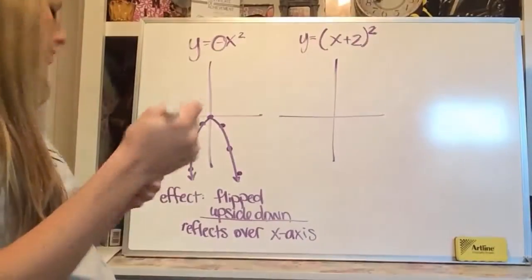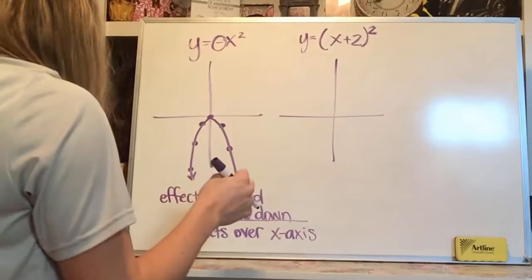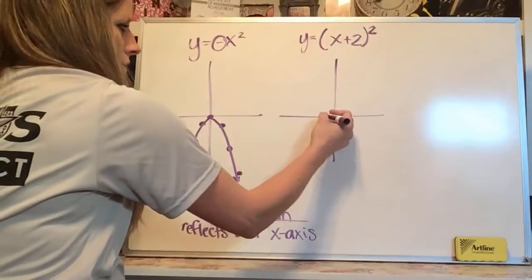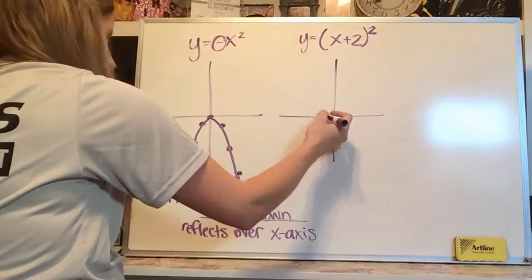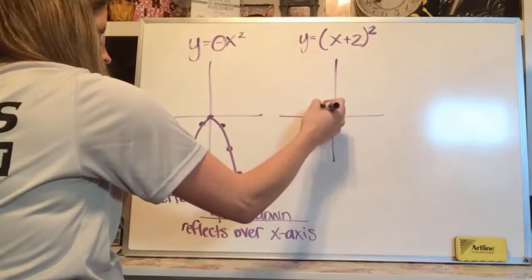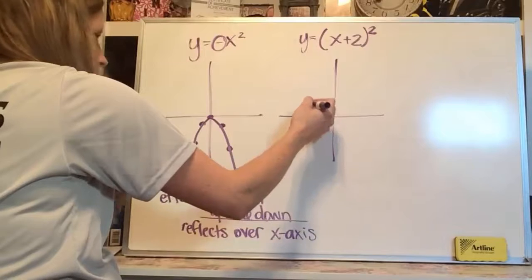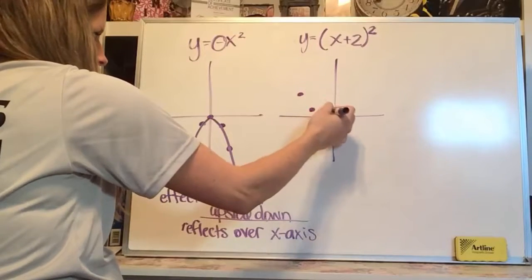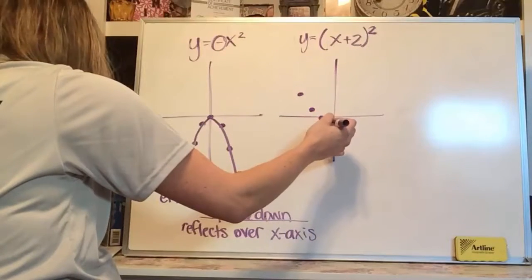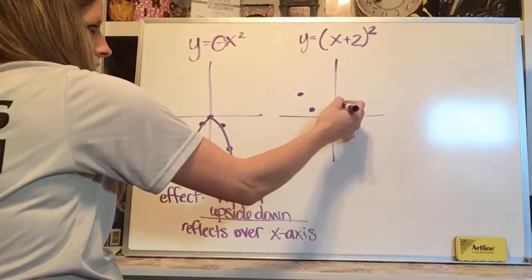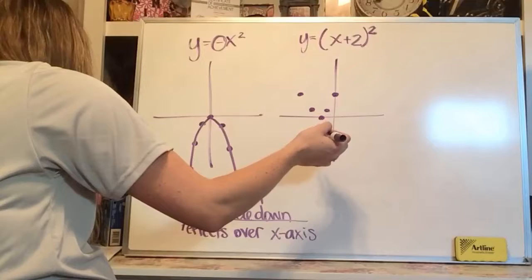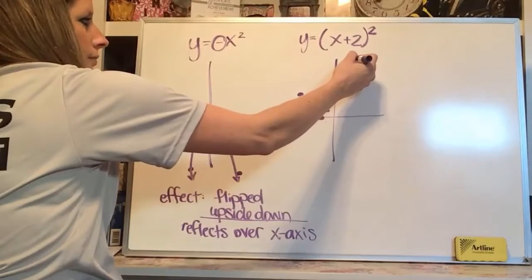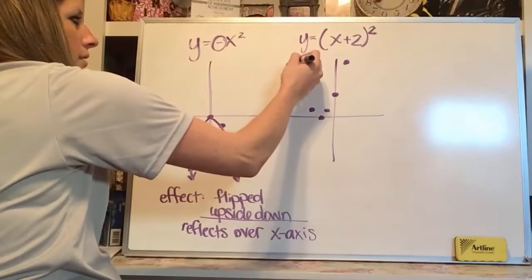Okay, so some good points you should have found would be, let's see, -2, 0, -3, 1, -4, 4, -1, 1, 0, 4. You might have found the point 1, 9, and -5, 9.